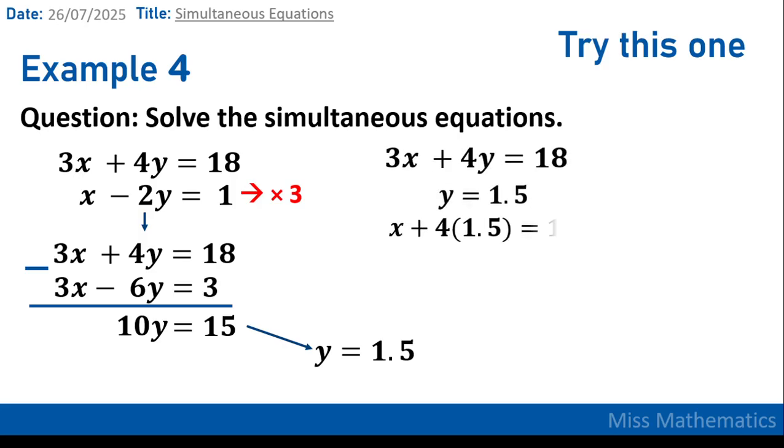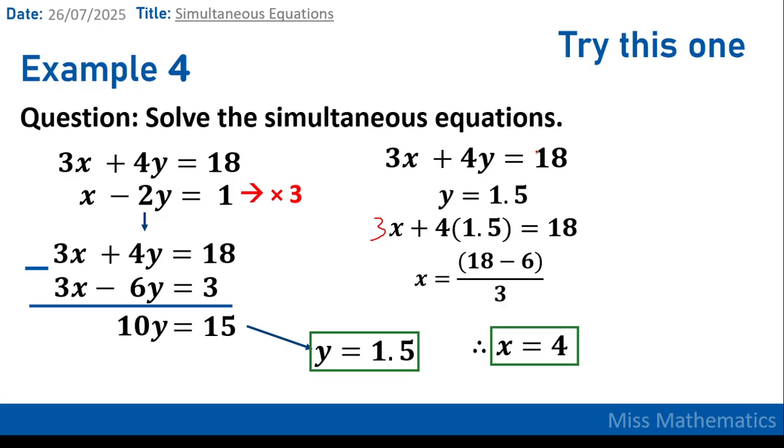But make sure you don't get confused. So we have 3x plus 4y is 18. So we know that y is 1.5. So therefore, this should have a 3 here. So therefore, we can do 4 times 1.5, which is 6, minus that from both sides. So 3x is equal to 18 minus 6. And then we divide both sides by 3 to get the value of x, which would be 4. And this is our final answer.